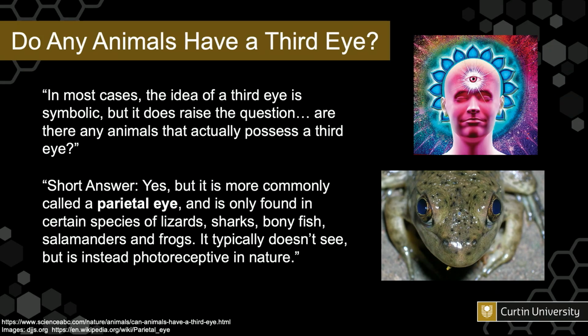In this case, it's known as a parietal eye, and it's only found in some types of lizards, sharks, etc. But it's really just a photosensitive spot. It's not actually an eyeball, so not quite the same thing in this instance. So that little spot just there, between the eyes, is the photosensitive spot in this particular frog.